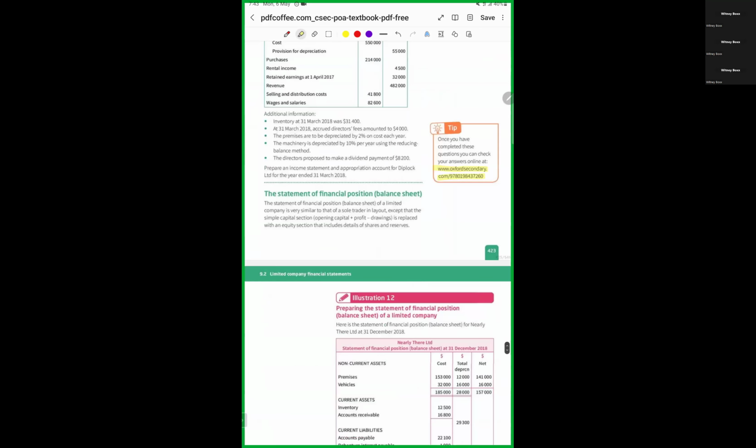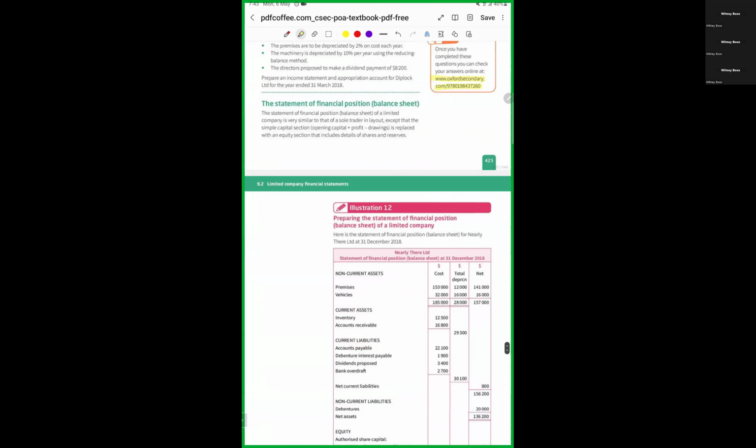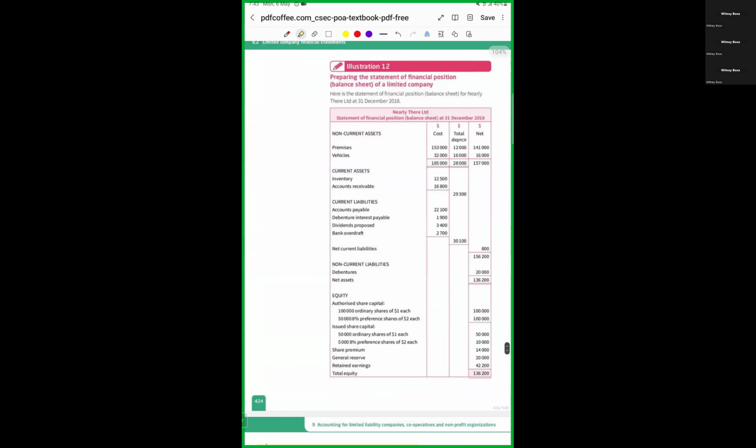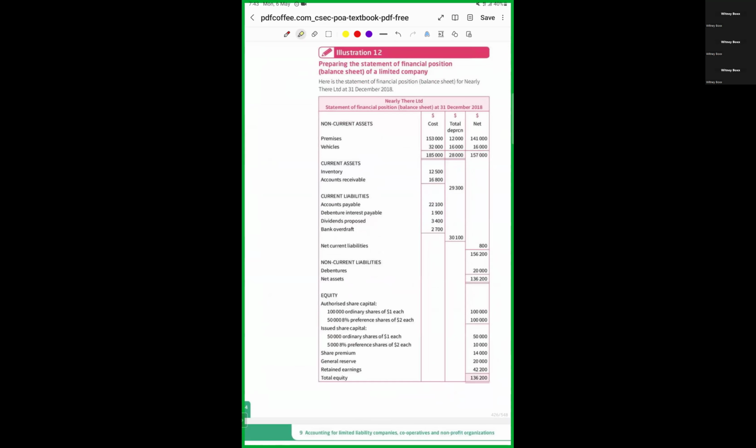And the balance sheet is just the same. We look at the shareholders' equity section already. That's the only difference for your balance sheet. The debentures are long-term liabilities, non-current liabilities. Everything else is just what you're used to for a balance sheet.